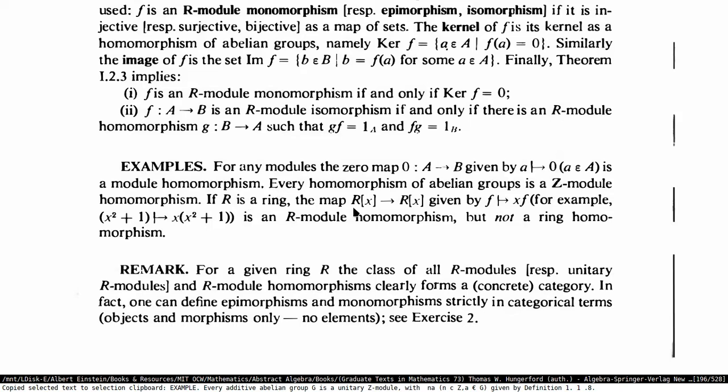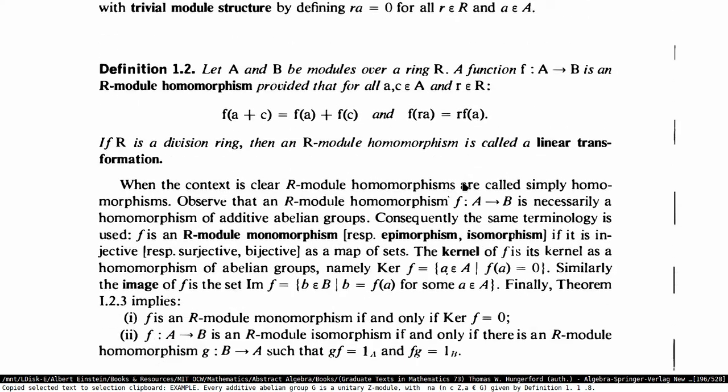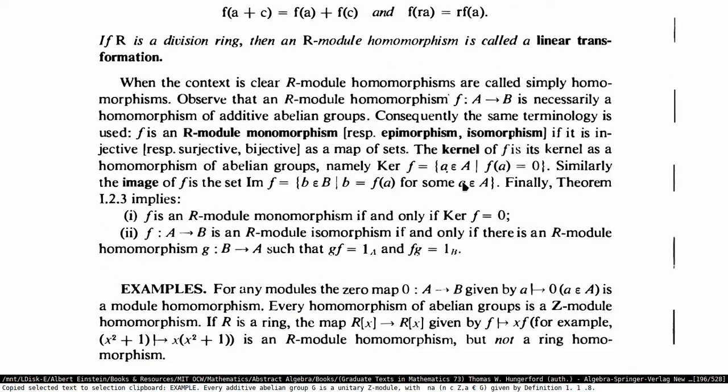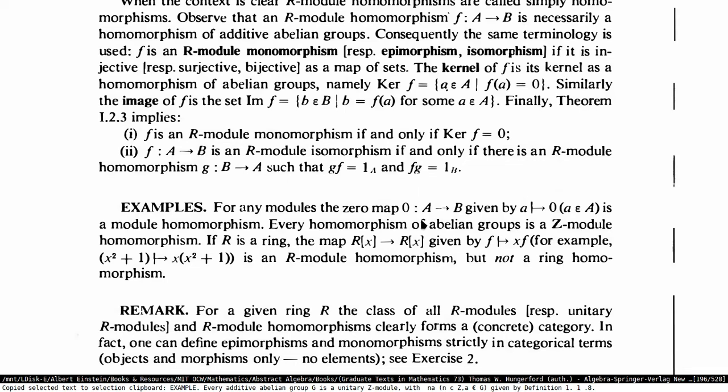So if R is a ring, then the map that takes you from R[x] to R[x], where you take the function f and it gives you x times f. This is also a module homomorphism, but it is not a ring homomorphism. And you can check why that's not a ring homomorphism, because it does not work with the underlying ring. It wouldn't work for multiplication. Yeah, exactly. So that's module homomorphisms.